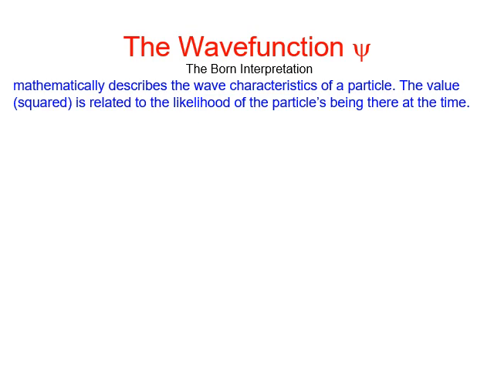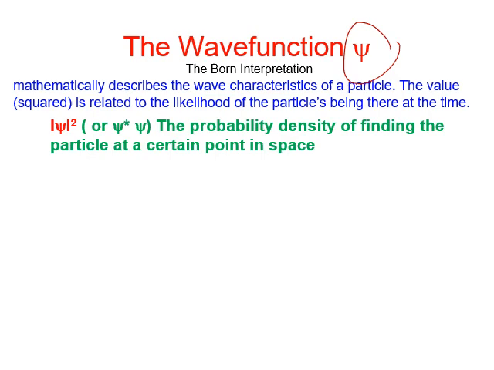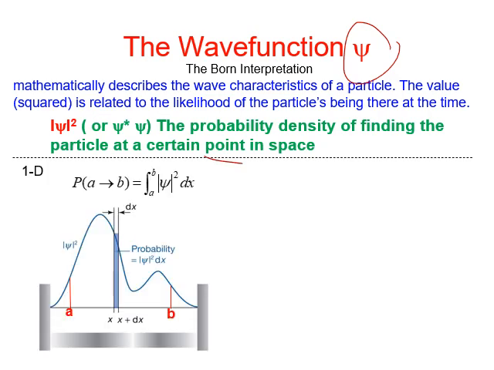In other words, the wave function psi has no meaning, but when you square it, it tells you the probability density of finding the particle at a certain point. If it's one dimension, the square of the wave function gives you the probability at point x. Then if you multiply by dx, that tells you the probability in the infinitesimally small range dx.